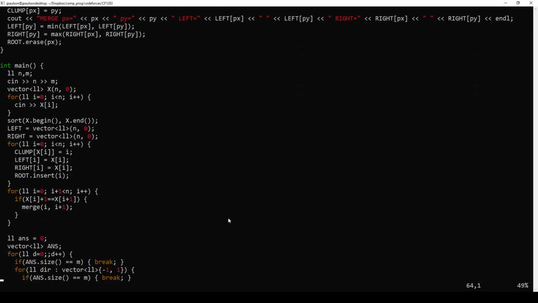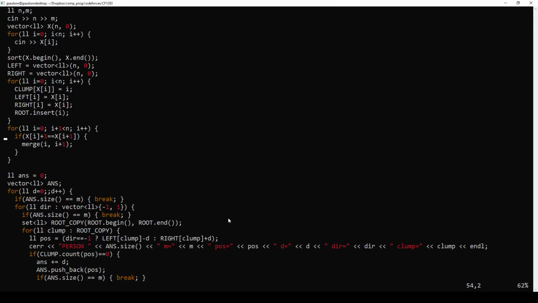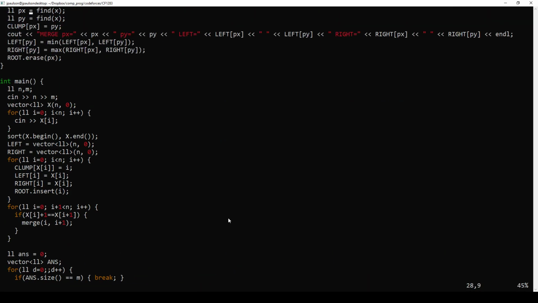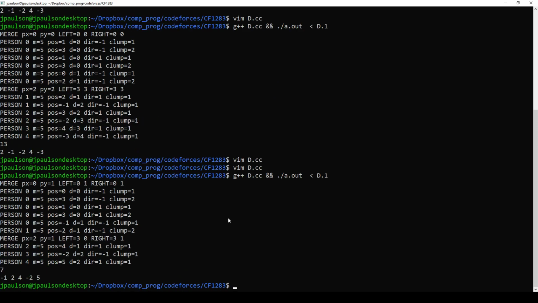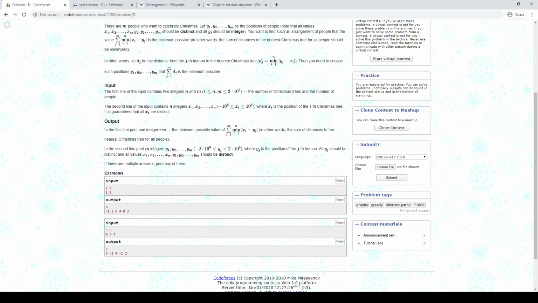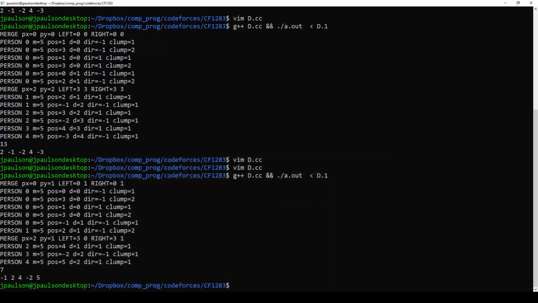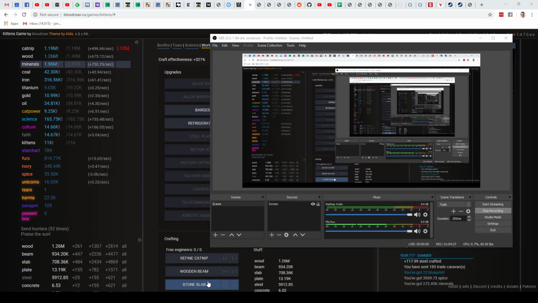Something seems to have gone wrong with that. It should be y. I had x, so I was merging the thing with itself, so that's not good. Okay, now I get 7, which is correct. And indeed I get -1, 2, 4, -2, 5, which is the same thing they got in the reverse order.